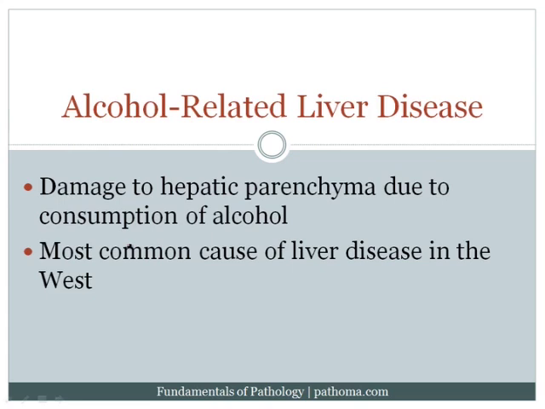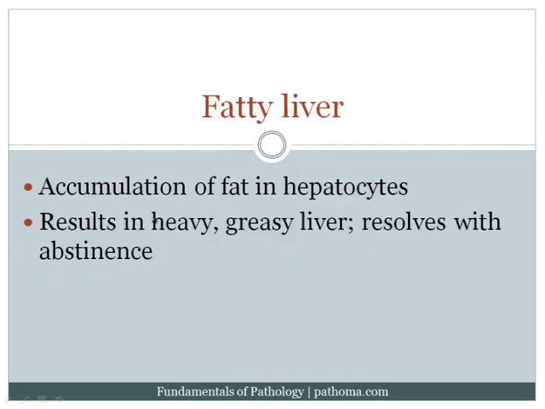One of the mechanisms by which cirrhosis can develop is alcohol-related liver disease. Now, alcohol-related liver disease can present with three classic patterns of injury. In each case, there is damage of the hepatic parenchyma due to consumption of alcohol. The first change that we can see with alcohol is called fatty liver. Here we get accumulation of fat within the hepatocytes, which then results in a heavy, greasy liver.